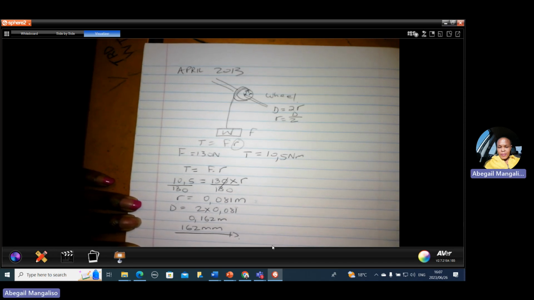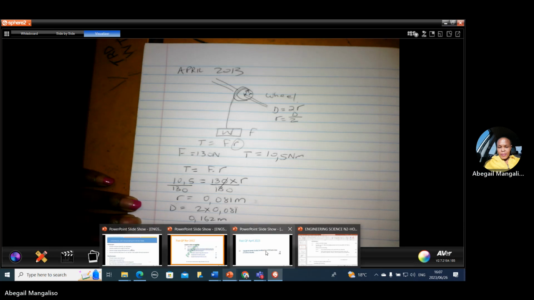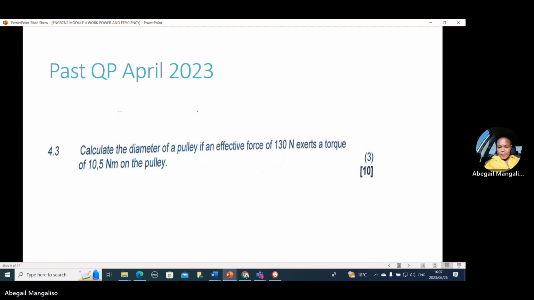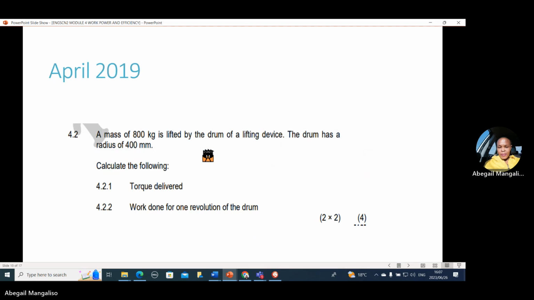Let's look at the second example. Second question, from April 2019: a mass of 800 kg. You always write down the given. M is equal to 800 kg, lifted by a drum of a lifting device. The drum has a radius, so R is given as 400 millimeters. We are calculating the torque delivered and the work done for 1 revolution. So N is given as 1.